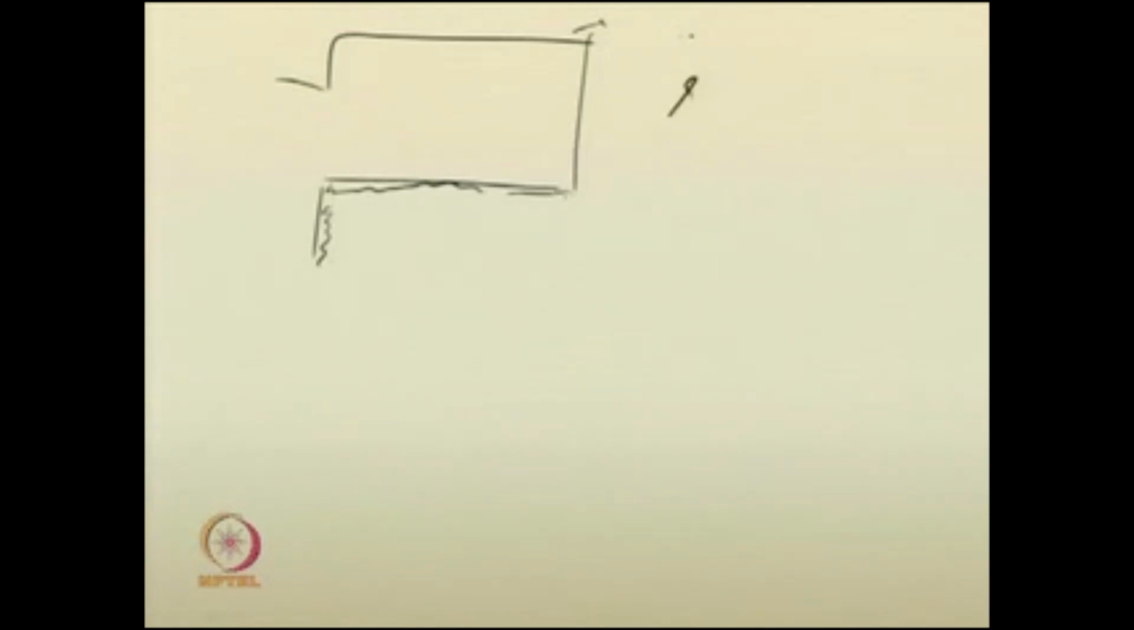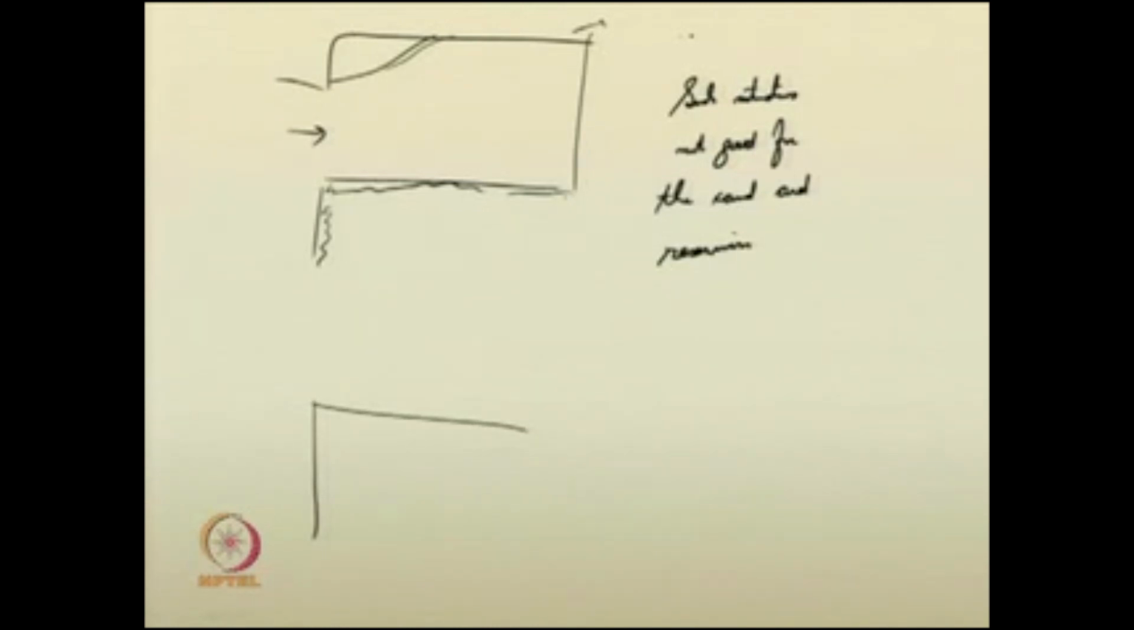Such situations are not good for the canal and reservoir. We need a situation where the reservoir is still supplying water to the canal, but due to the blockage here, it starts building up here, and then the profile has to come like this to the reservoir. That is what is being taken care of.